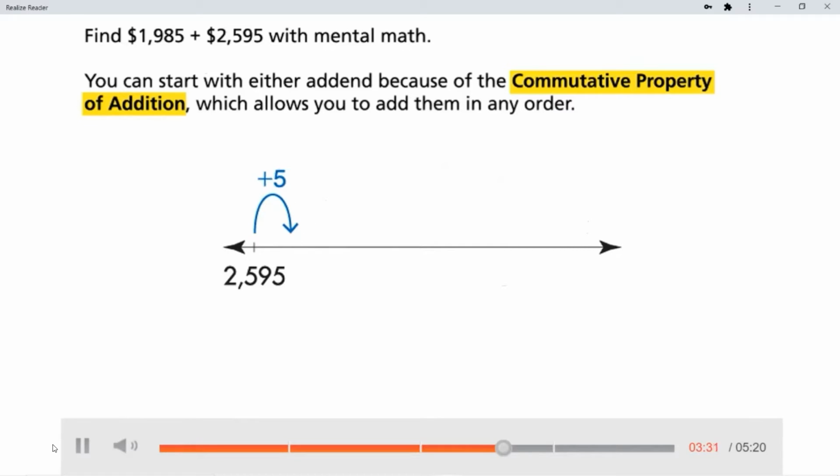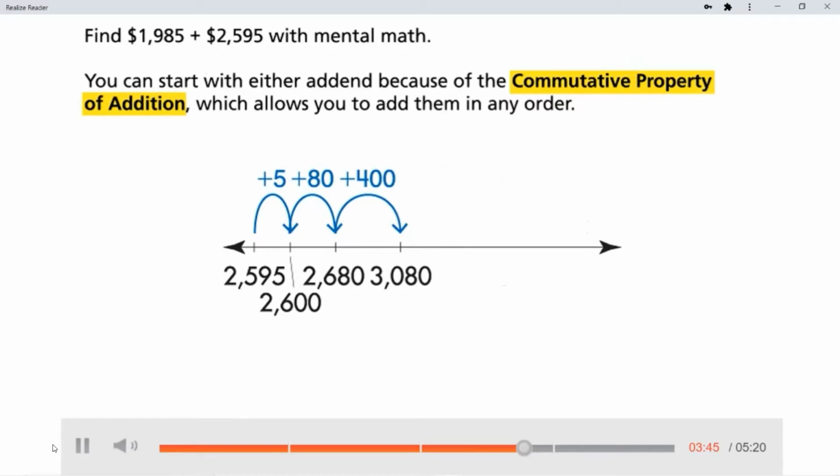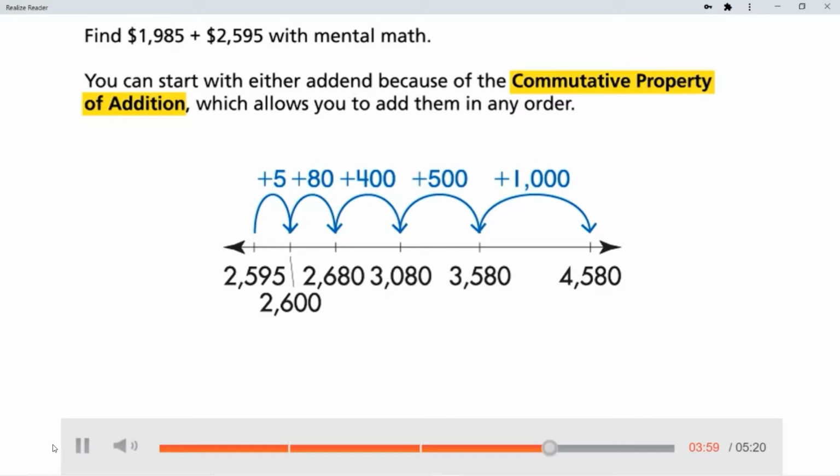2,595 plus 5 equals 2,600. 2,600 plus 80 equals 2,680. 2,680 plus 400 equals 3,080. 3,080 plus 500 equals 3,580. 3,580 plus 1,000 equals 4,580. Katie's dad earned $4,580.